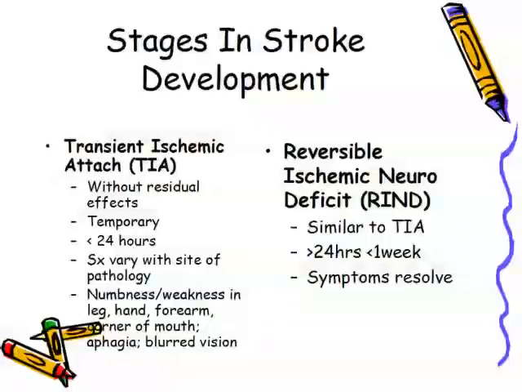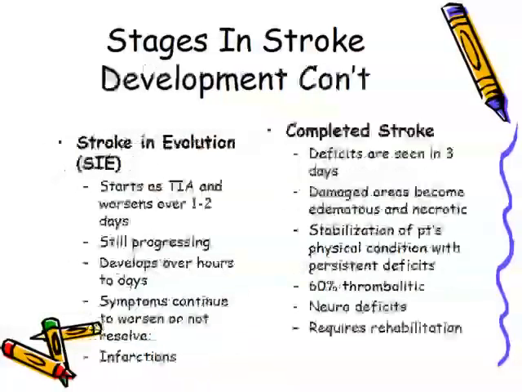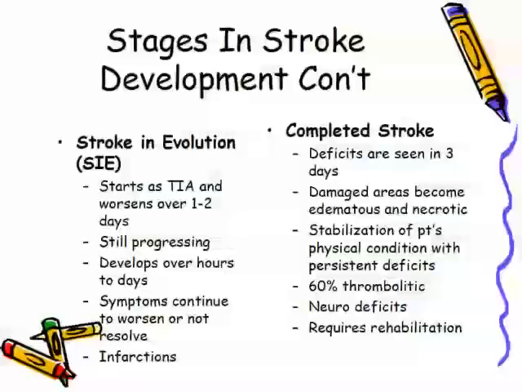A reversible ischemic neurological deficit is similar to a TIA, but it lasts longer. Typically, this will last longer than 24 hours and usually resolves within 1 to 3 weeks. So sometimes you'll hear this referred to as a small stroke. A stroke in evolution starts as a TIA and then it worsens over a couple of days. So this is actually a progressive stroke.